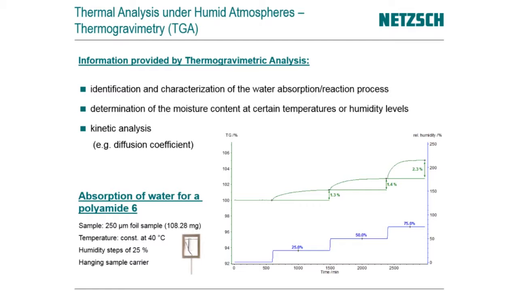Furthermore, we see that we have a time-dependent process of absorption. It's not just a step-like change like the humidity profile. So we have kinetic influences which can also be analyzed. This means we can, for instance, determine the so-called diffusion coefficient of materials with the help of a humidity setup. So thermogravimetry as a standalone method is useful to at least identify that we have an interaction, in this case a physical interaction, and we can even characterize it, so we can get a quantitative value of the water absorption content.